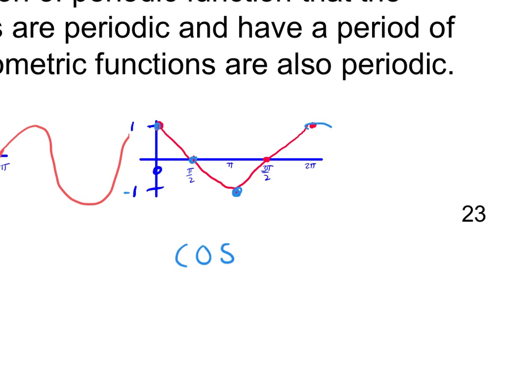And if we wanted to, we could add another period here, keep going, another period, so our graph could just keep going forever as we keep going around the unit circle.